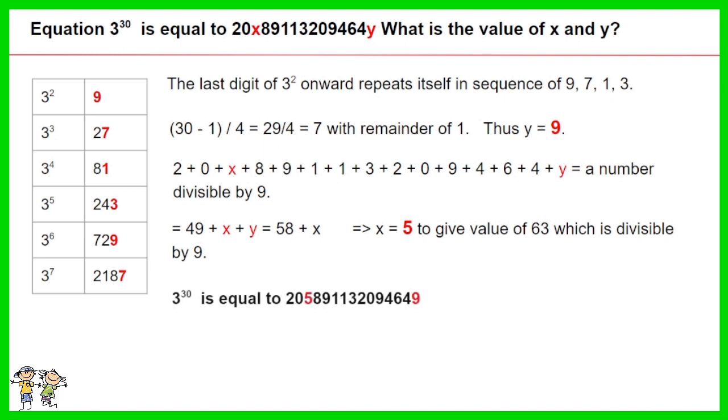Thus 3 to the power of 30 is equal to 2, 0, 5, 8, 9, 1, 1, 3, 2, 0, 9, 4, 6, 4, 9.